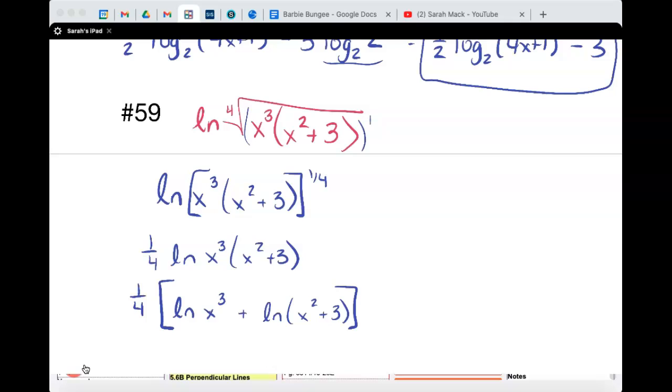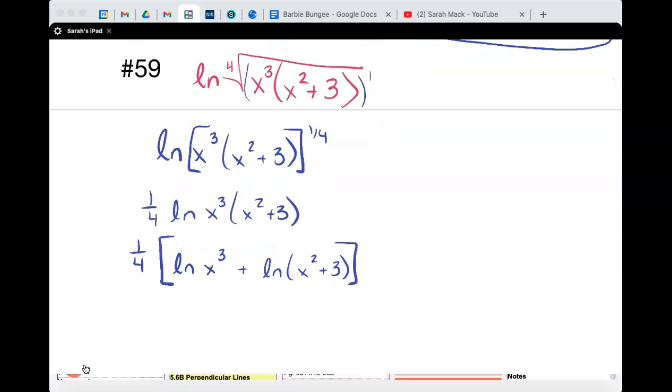Then whenever you have parentheses around something like this x squared plus 3, it's not raised to a power outside of parentheses. So I can't do anything with that, but I can work with the natural log of x to the third power. Yeah, I can move the 3 in front. So I put 4 times the 3 natural log of x, then plus natural log of x squared plus 3. So this is as expanded as possible.